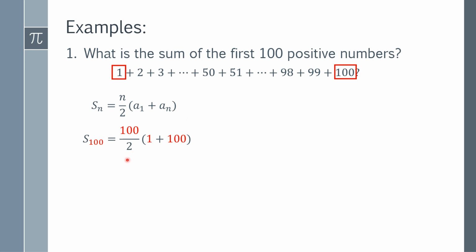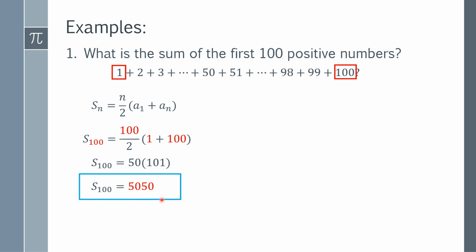Now let us substitute. S sub 100. Where did we get 100? Because we have 100 terms. n is 100 divided by 2. Our first term is 1 plus our last term is 100. Now we will have S sub 100 is equal to 100 divided by 2 is 50. 1 plus 100 is 101. Now multiply 50 times 101. The answer is 5050. And that is the total or the sum of the first 100 positive numbers.